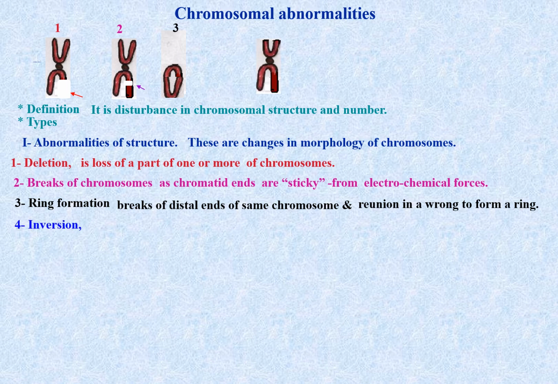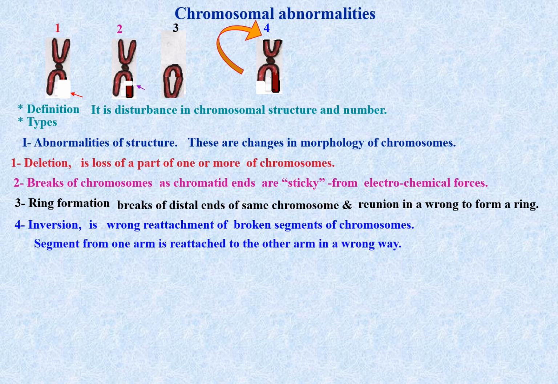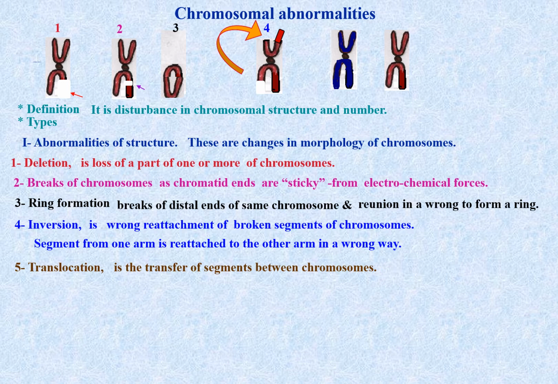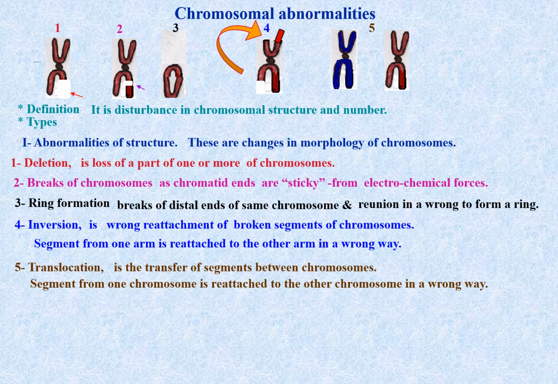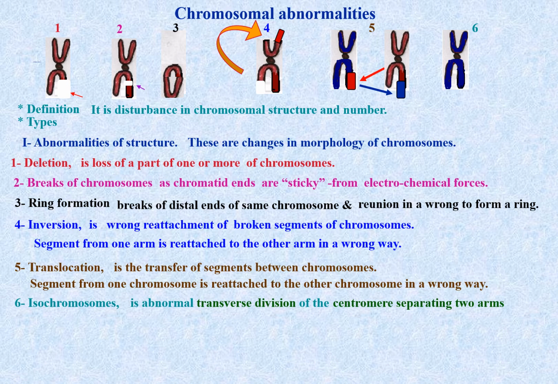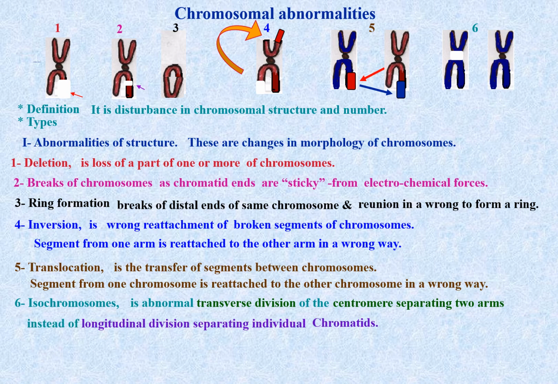Inversion is the wrong reattachment of broken segments of chromosomes. A segment from one arm is reattached to the other arm in a wrong way. Translocation is the transfer of segments between chromosomes. A segment from one chromosome is reattached to the other in the wrong way. Isochromosome is abnormal transverse division of the centromere, separating the two arms, instead of longitudinal division separating individual chromatids.